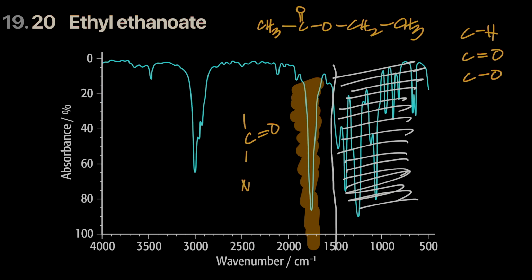Therefore, it is not an acid. Why? Because it doesn't have a broad peak. It doesn't even have an OH peak. It has just a peak at 3000. A peak at 3000 that is not broad tends to be because of the CH bond. So this peak is because of your CH bond.